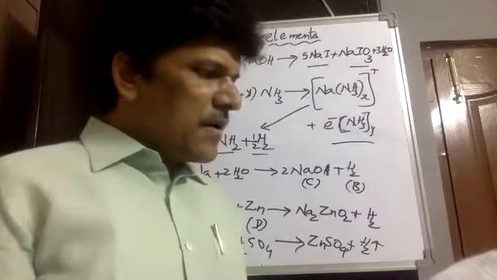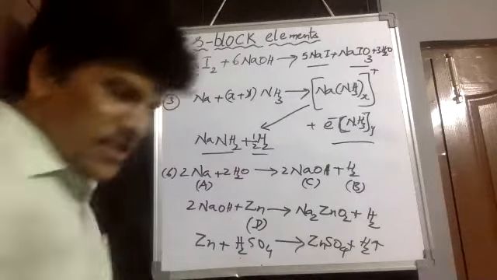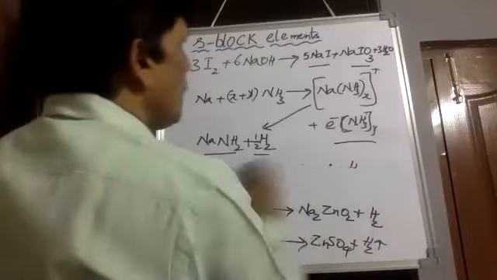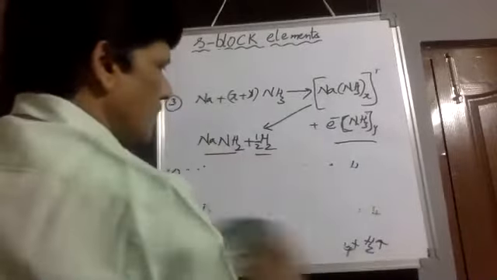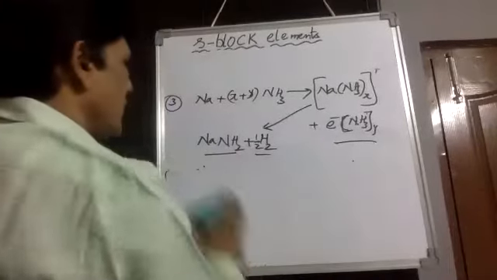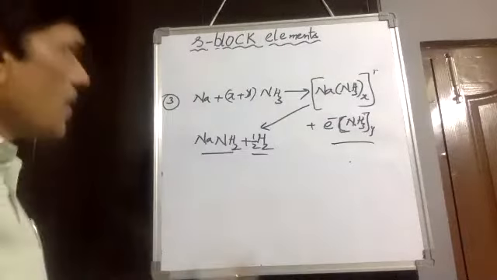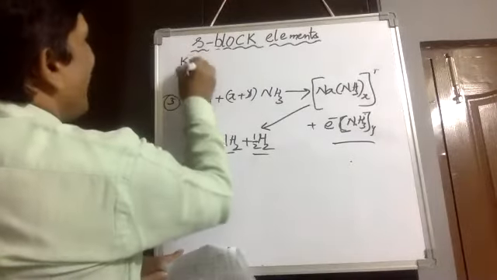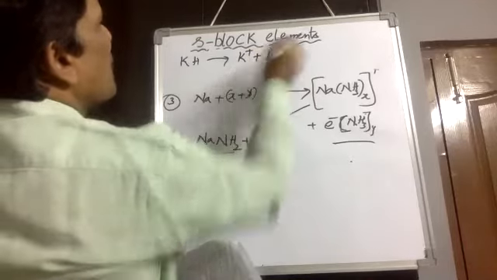16th one, electrolysis of potassium hydride produces hydrogen. So then produces hydrogen, we can identify. Potassium hydride ionizes to give K plus and H minus.